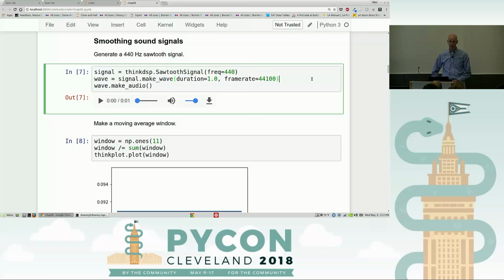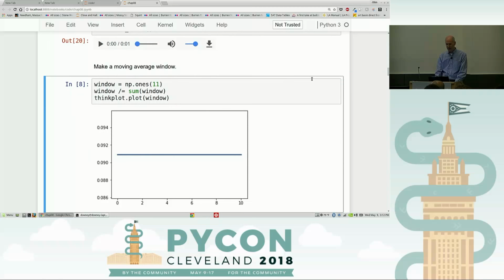Okay, a couple of things you might want to try out in the notebook. I got a really good question that I wanted to answer up here. So I'm going to create my original signal, and then I'm going to create this window. The window is 11 samples long, and it's the same height all the way across, and it adds up to 1. The reason I'm doing this line here is to make it add up to 1. That's just so it's not making my signal any louder or any quieter. The average amount of energy will be the same. I'm just smoothing it out.